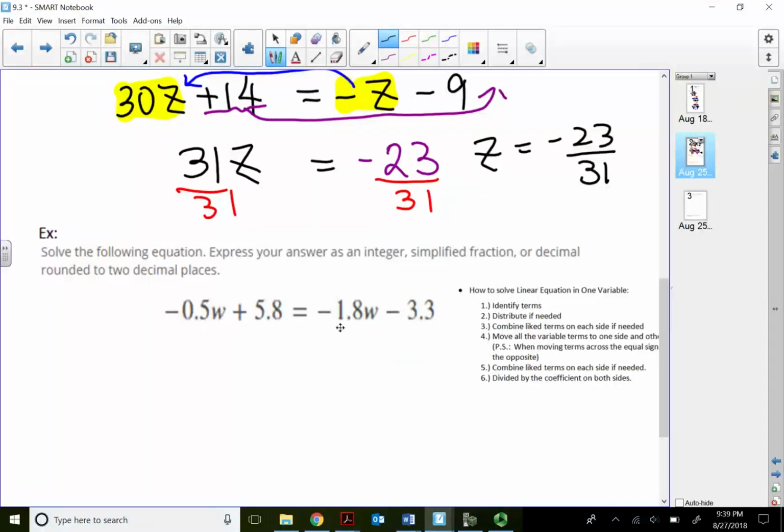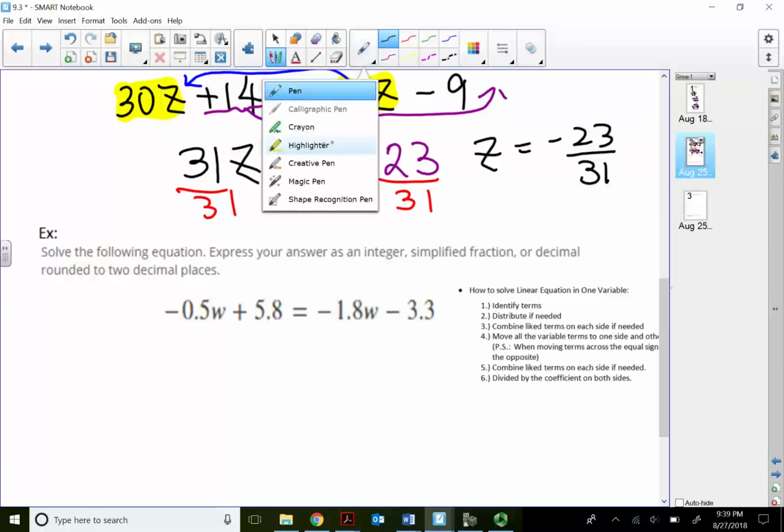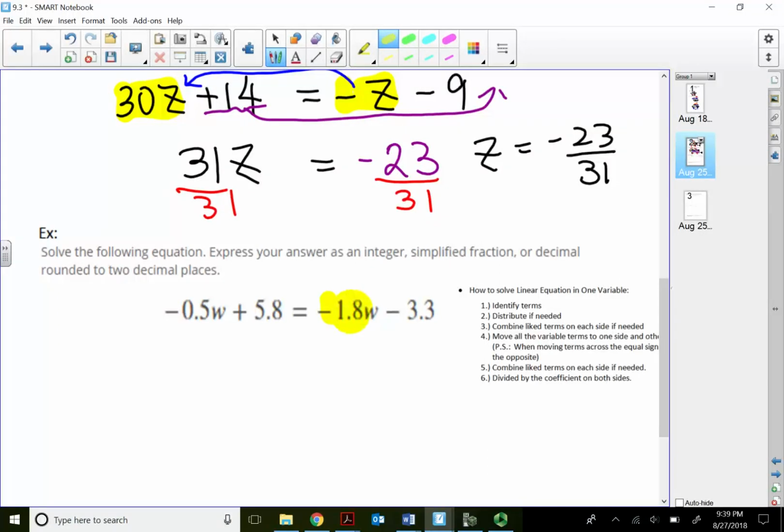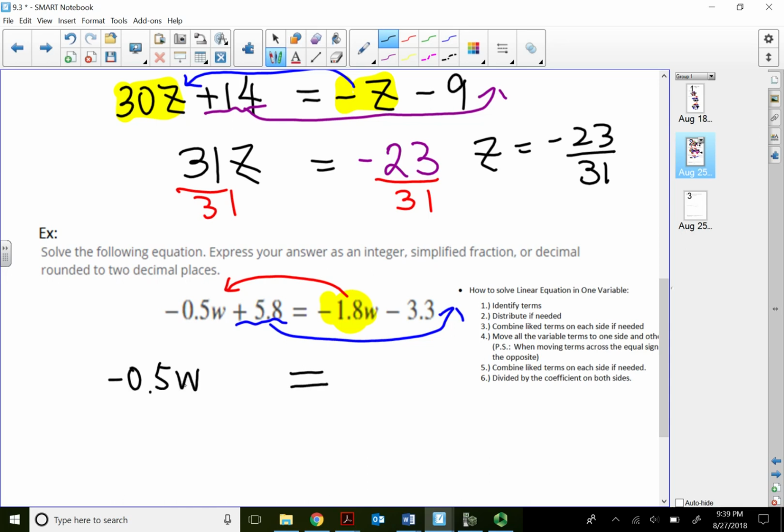Negative 0.5 is bigger than negative 1.8, so I'm going to move my negative 1.8w, or move all the variable terms, to the left side. Move it to the bigger side. Keep the variable term positive. At the same time, I'm going to move my 5.8 over. With the equal sign in the middle, on the left side, negative 0.5w is still there. Negative 1.8w comes over and becomes positive. On the right side, negative 3.3 is still there. Positive 5.8 comes over and becomes negative.